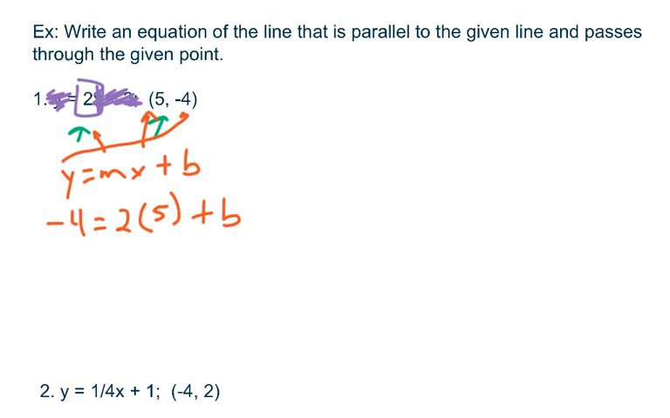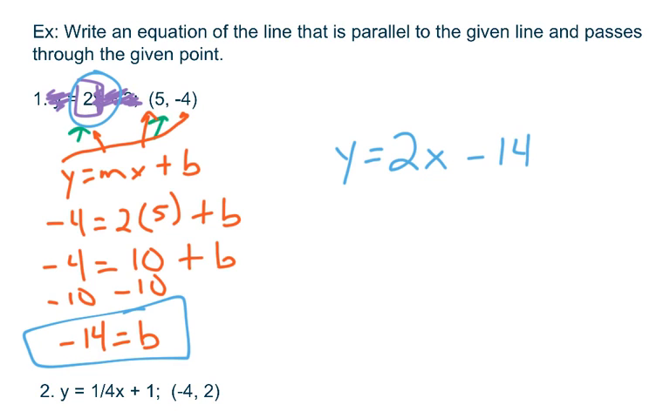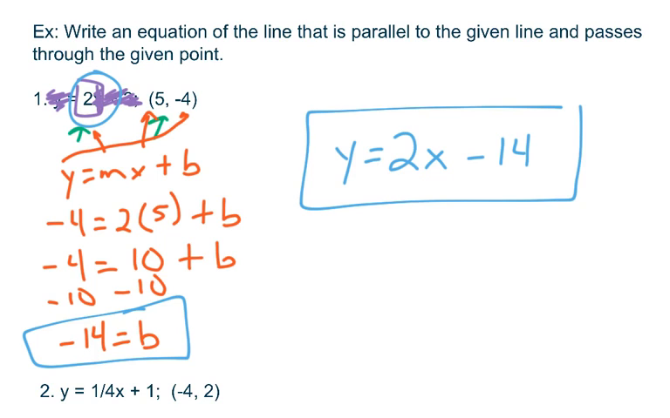Okay, so let's go ahead and finish figuring out what the y-intercept is. So we got negative 4 equals 2 times 5, which is 10, plus b. You need to subtract 10 from both sides. Negative 4 minus 10 is negative 14, and that's equal to b. So now we can write our final answer. We're going to have y equals our slope, we know that's 2, we still have an x in our answer, and then our new y-intercept, minus 14. This is your answer for example number 1.